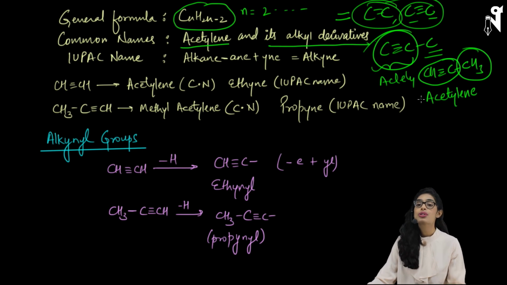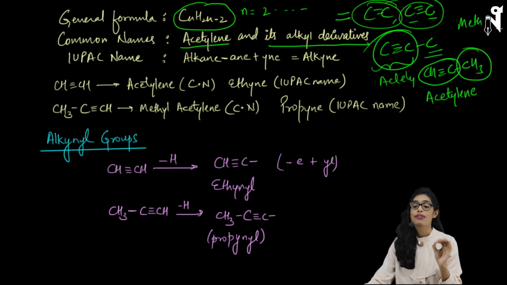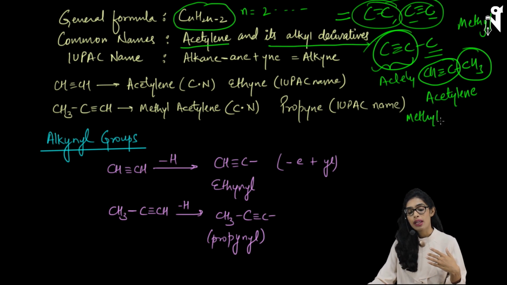And this, I told you, CH3 is not an alkane. CH3 is an alkyl. And alkyl made up of single carbon, that means word root is meth. And because it is alkyl, it has the suffix yl, so it will be methyl. So it will be methyl acetylene. That will be the name of the compound, methyl acetylene.